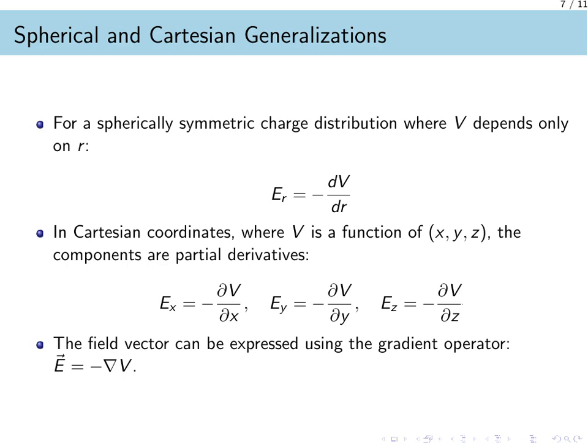In a more general three-dimensional Cartesian system where V is a function of x, y, and z, we use partial derivatives to find each component. The x component is the negative partial derivative of V with respect to x, and similarly for the y and z components. We can wrap this all up into a single vector expression using the gradient operator, represented by the del symbol. This notation compactly shows that the electric field vector is the negative gradient of the electric potential.